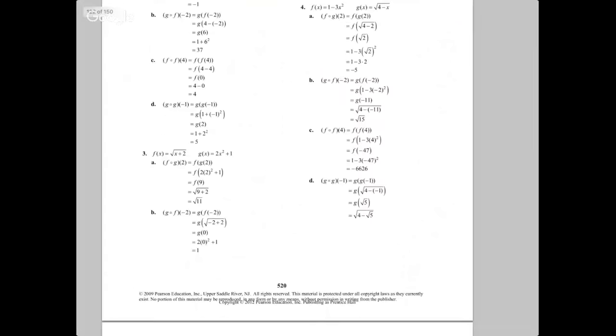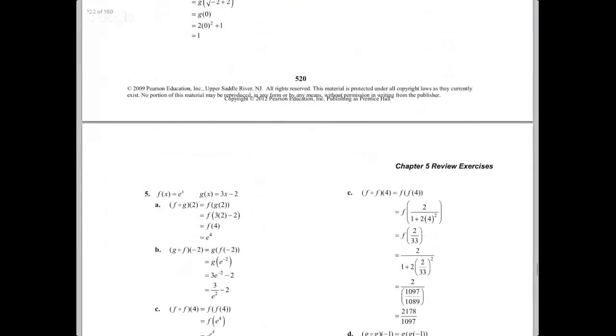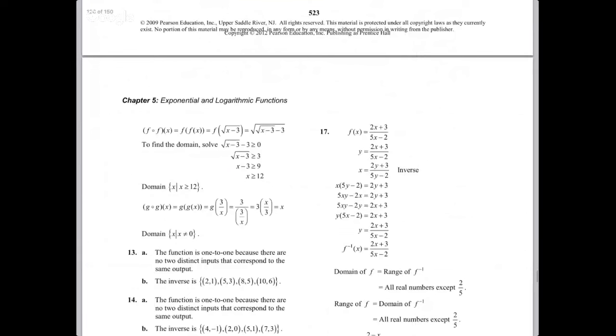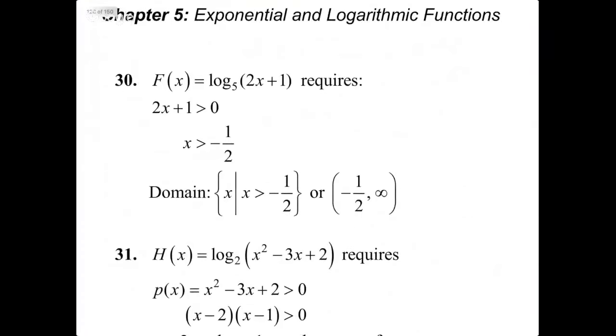After you were done with 4, you had to do number 12, which I've already done earlier in this review session, so I'll pass it for now. On number 14, I've already done that one. Number 18. Ooh, I did that one. Number 23, we did. Number 30, let's check it out. So the domain is x such that x is greater than negative 1/2. In other words, the set from negative 1/2 to infinity. That is the answer to number 30.